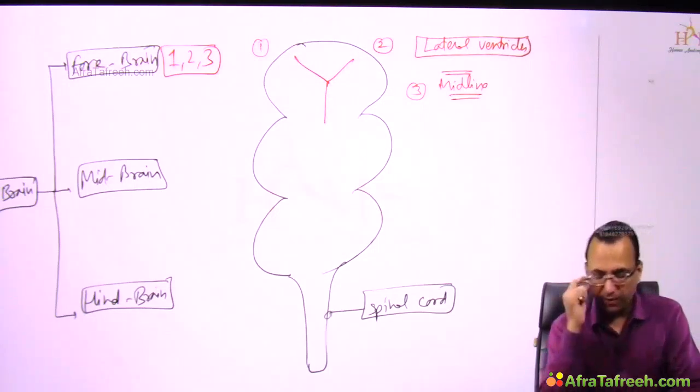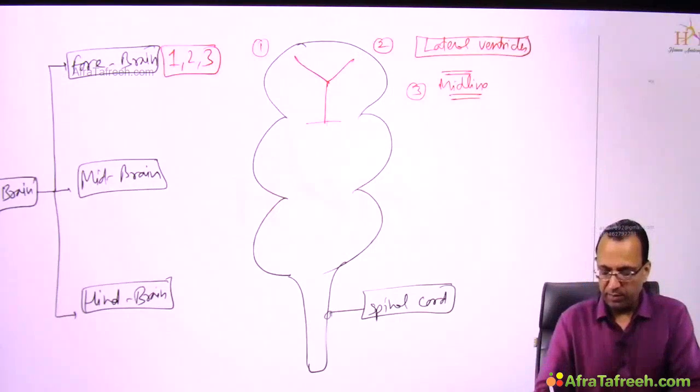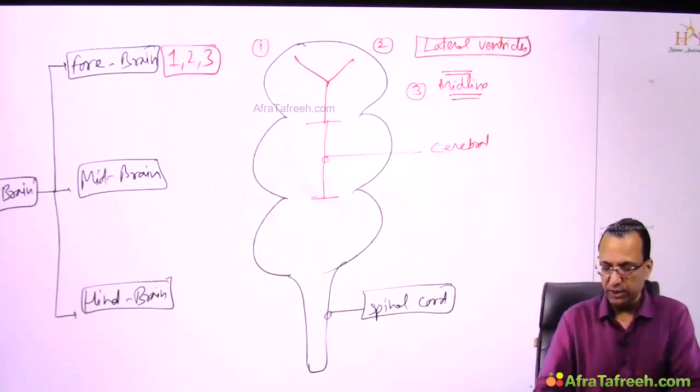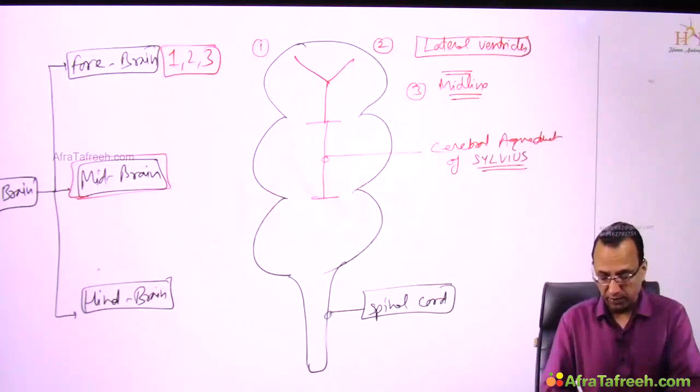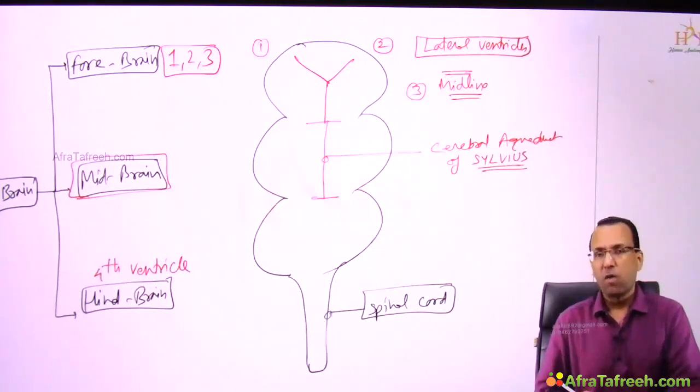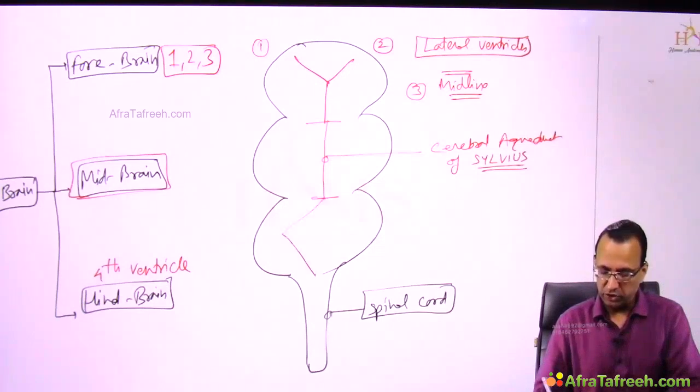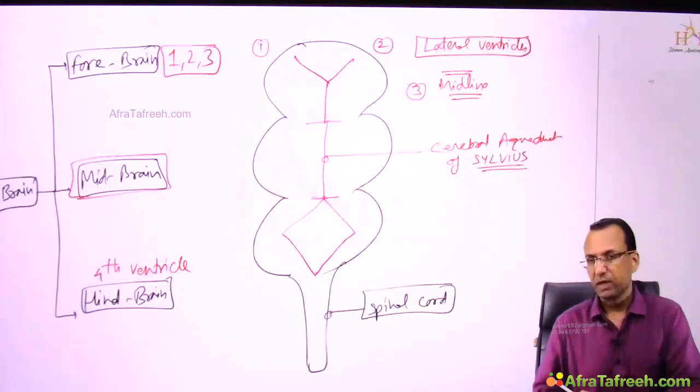And what about the ventricle of the midbrain? If you say ventricle of midbrain, it is here and it is called the cerebral aqueduct of Sylvius. What about the ventricle of the hindbrain? It is actually the fourth ventricle. When you're talking about the fourth ventricle, the ventricle of the hindbrain, it is rhomboid shape. Let us draw it. This is the rhomboid shape fourth ventricle.